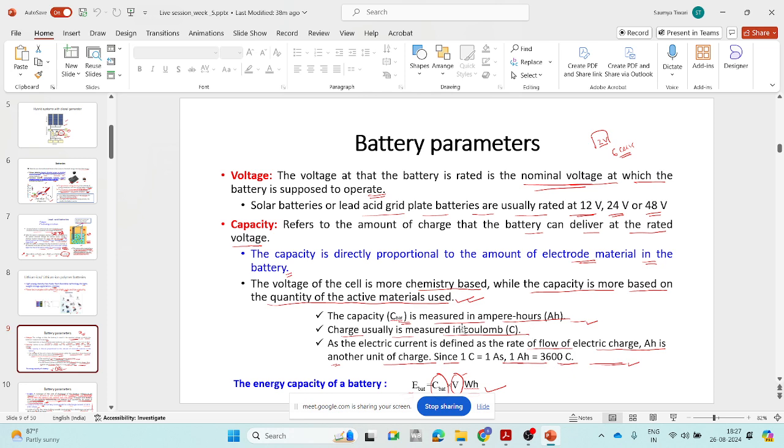So pay attention to the units that we are going to use. Capacity is measured in ampere hour, charge in coulomb, and the rate of flow of electric charge in ampere. Ampere hour is another unit of charge, and 1 ampere hour is 3600 coulomb. If you're talking about the energy capacity of the battery, how much energy a battery has, it will be your capacity times your voltage, and it will be in watt hour.